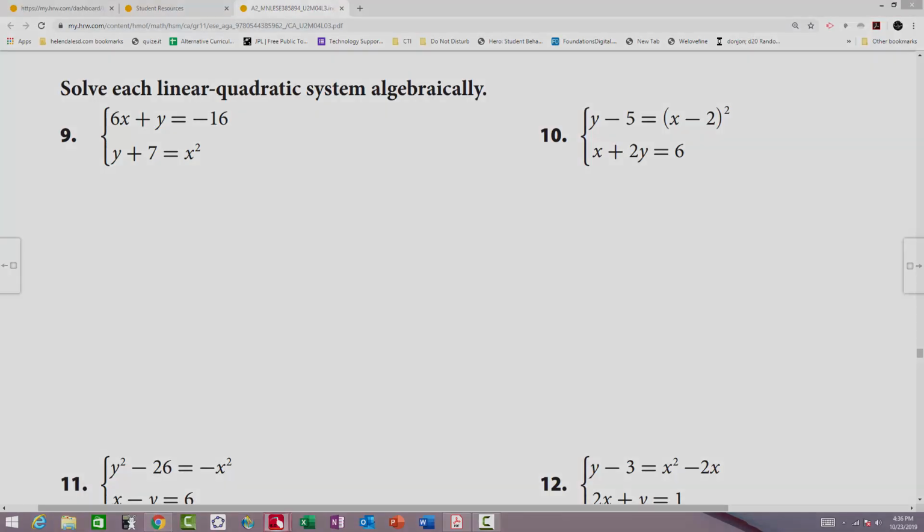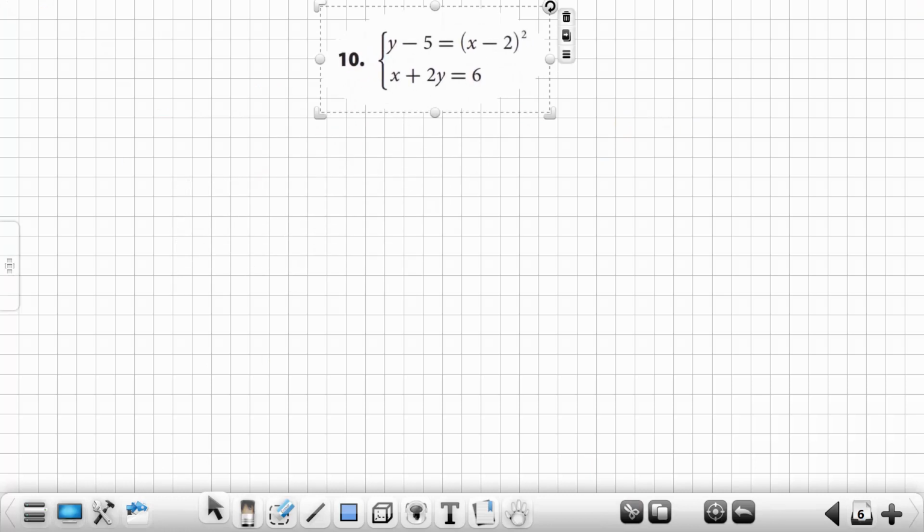Number 10. Ooh, did there a different type of cut on that one? It's okay.